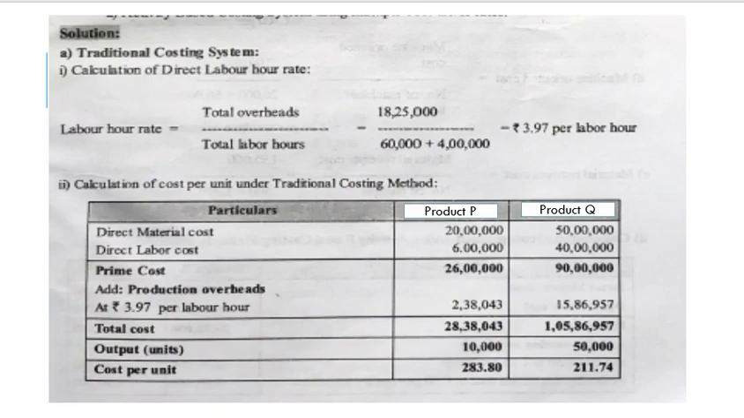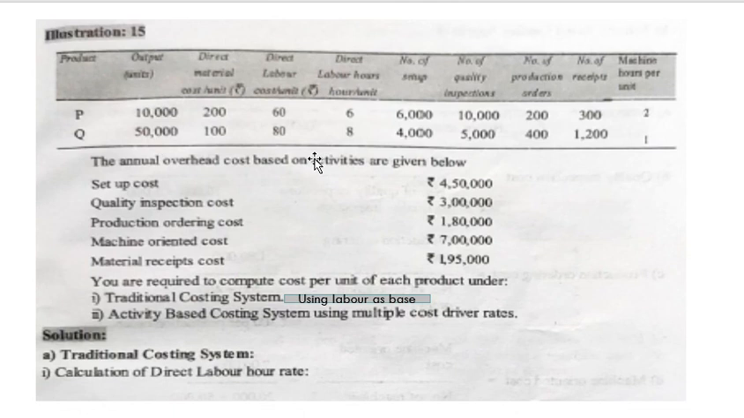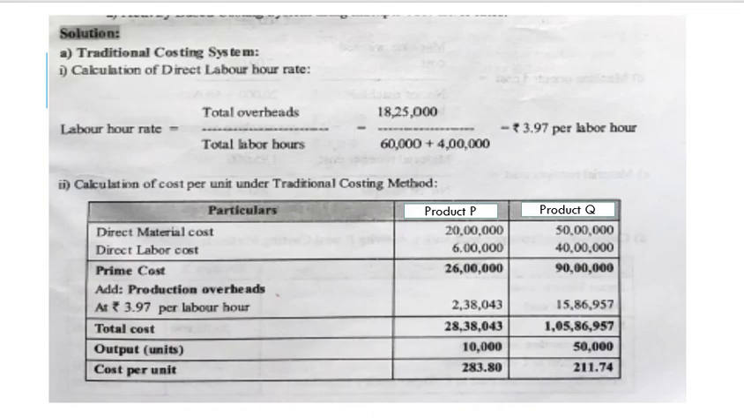Then for Q, the number of units is 50,000 and the direct labor cost is 80. So 50,000 into 80, which will give you 40 lakh. So this is your total prime cost. Direct material plus direct labor will give you the total prime cost. For product P, it is 26 lakh. For product Q, it is 90 lakh.